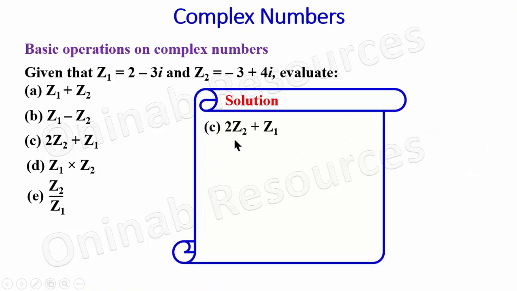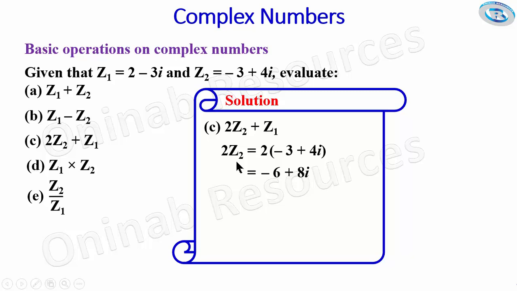For C, we have 2z2 plus z1. First, we simplify 2z2. How do we do that? We just multiply z2 by 2. That's going to be 2 into negative 3 plus 4i. 2 times negative 3 gives negative 6, and 2 times 4i gives positive 8i.